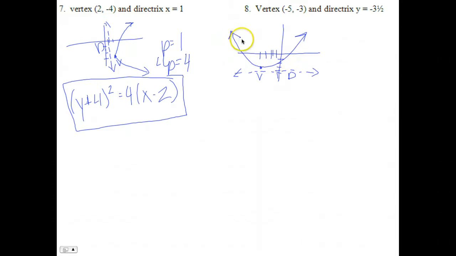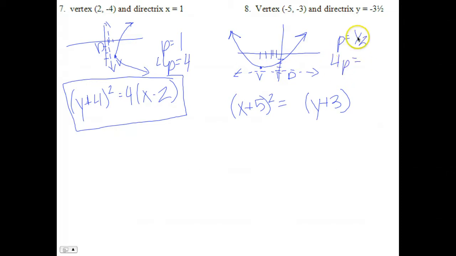So that x value is squared. So that first part will be x minus -5, so (x + 5) squared equals some value times y minus -3, so (y + 3). And so the distance, once again, from the directrix to the vertex will tell us our p-value. So that's another way you can take a look at it. So our p-value is positive 1/2. So 4p, 4 times 1/2, will be 2. So that's our equation.